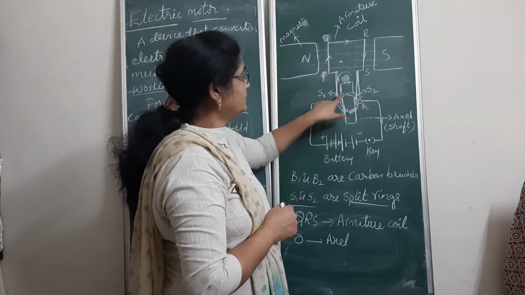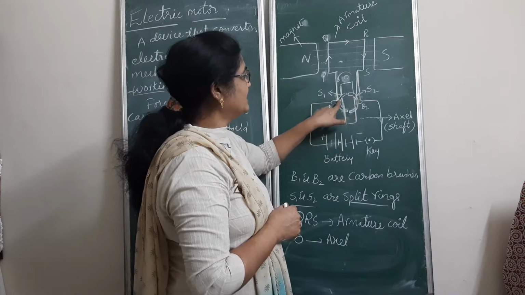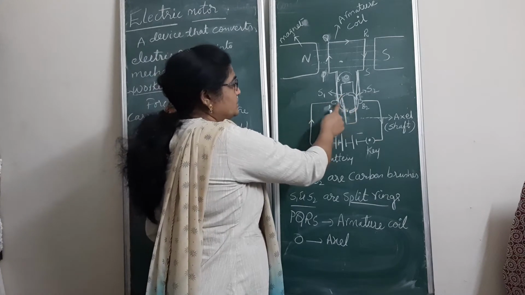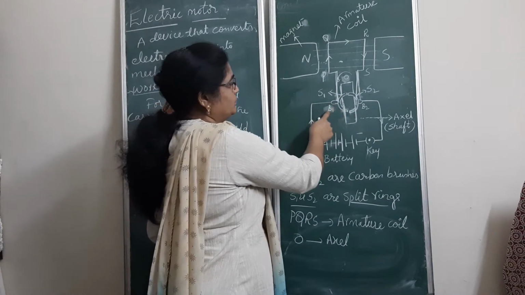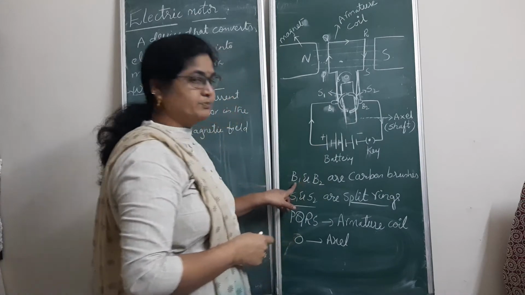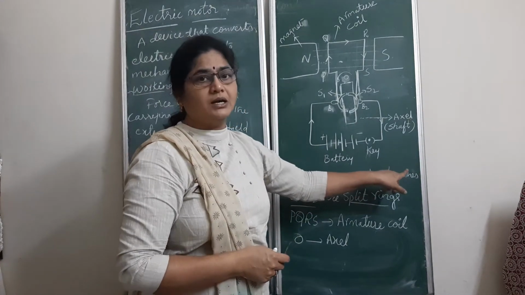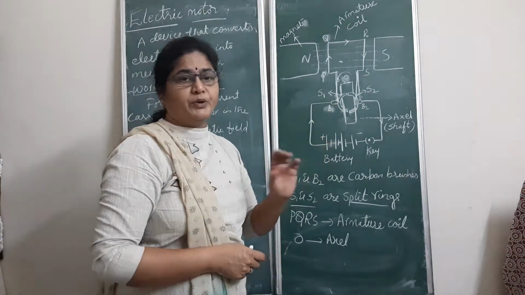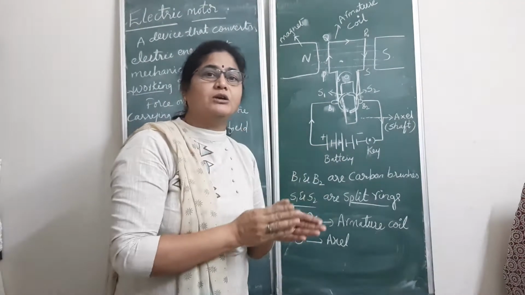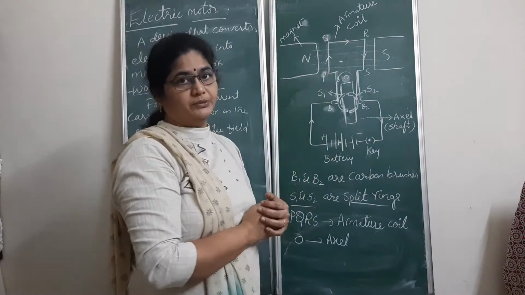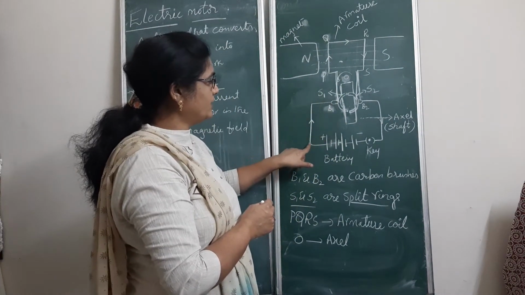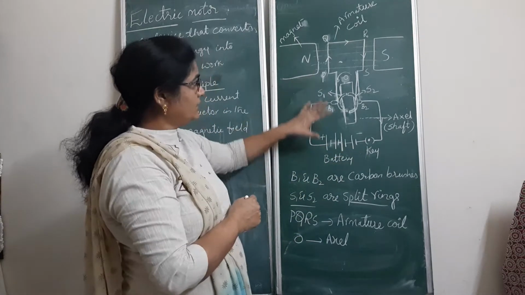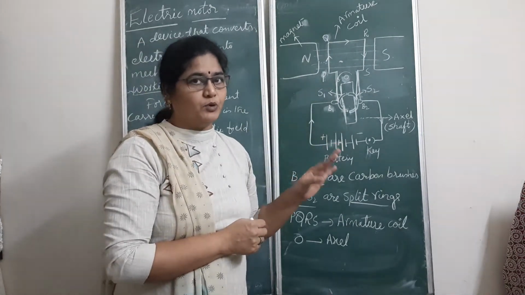The ends of the armature coil are connected to S1 and S2. Now S1 and S2 are in contact with two brushes here. We call them carbon brushes. B1 and B2 are the carbon brushes. These carbon brushes are used to provide an electrical contact with the circuit. These two are connected to the external circuit through a battery and plug key. So this is the overall structure of the electric motor.